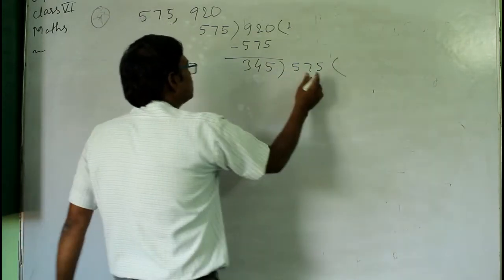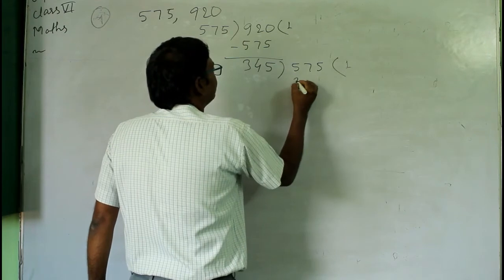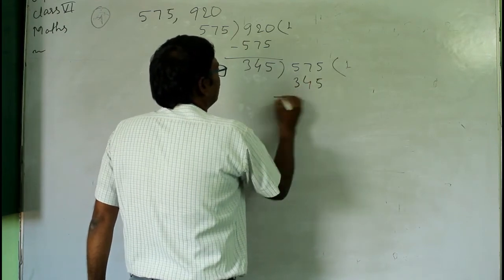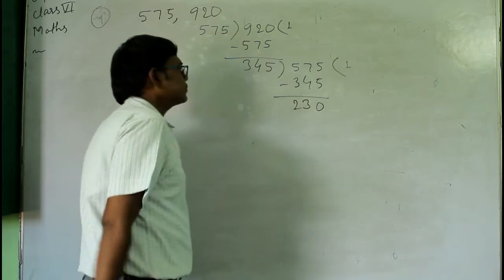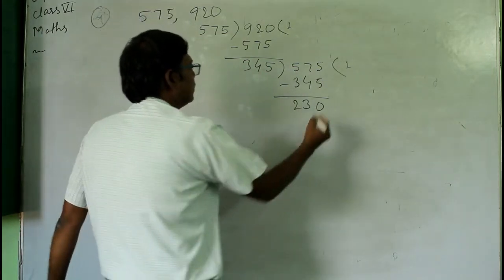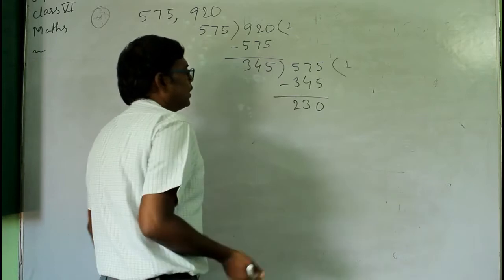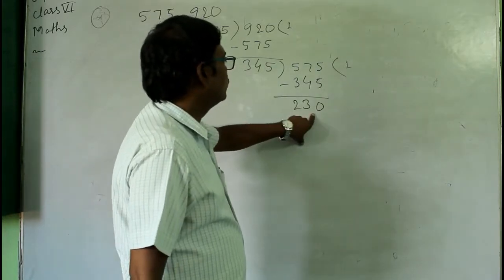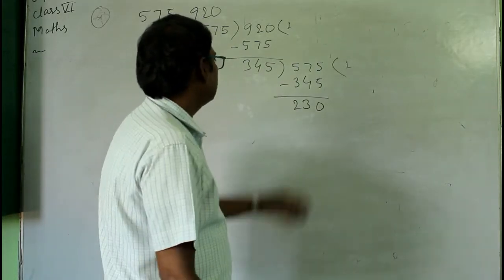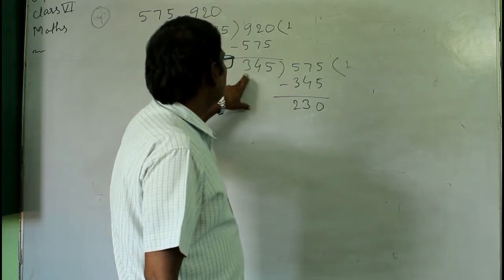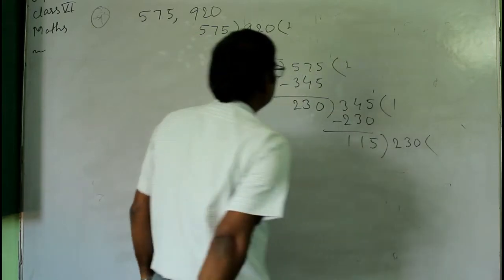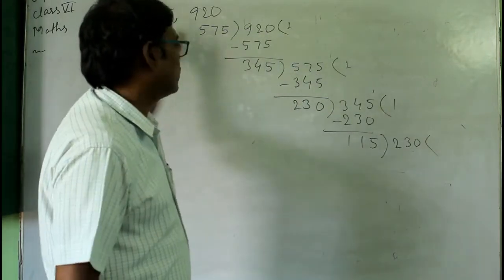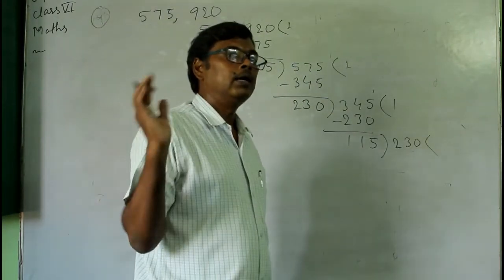Now divide this number again. It will again go by 1. So 345, then minus 0 and 2. Then again repeat the process. Now this remainder will be the new divisor and this old divisor will be the new dividend. And we will repeat this process till we get the remainder 0.